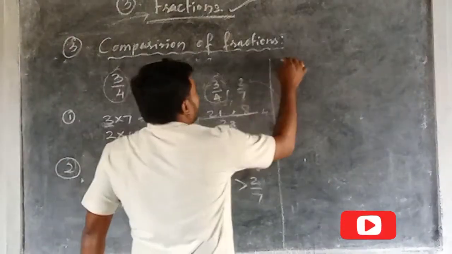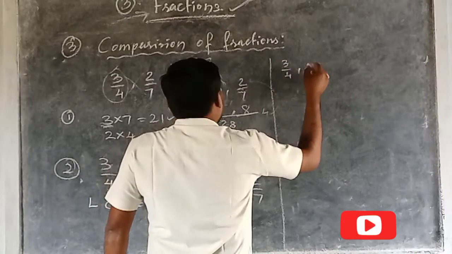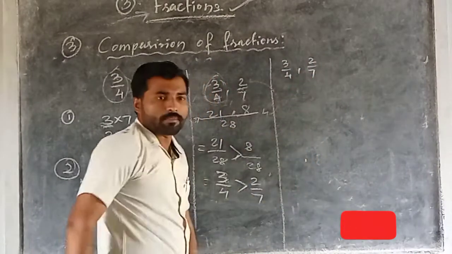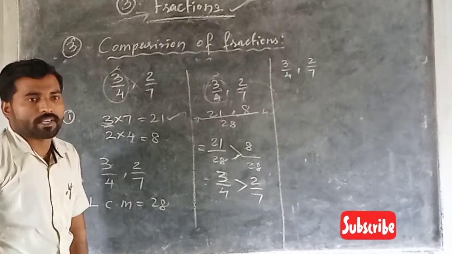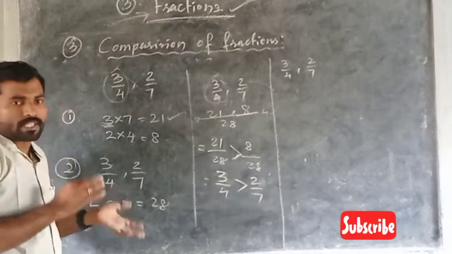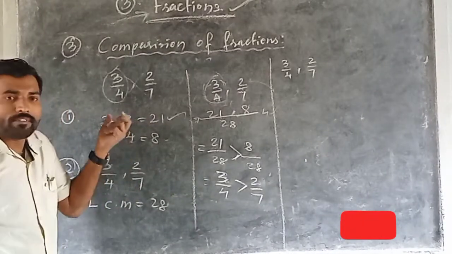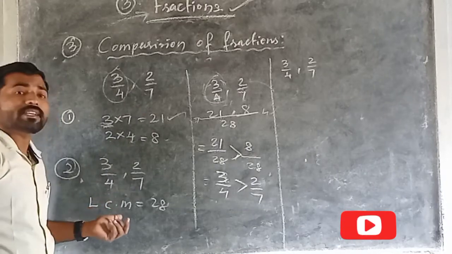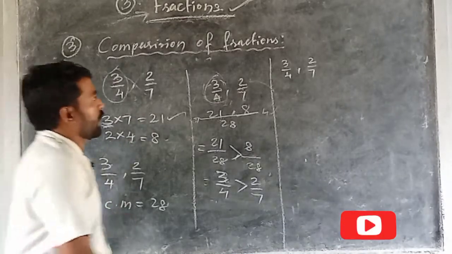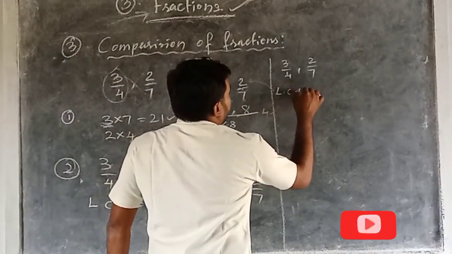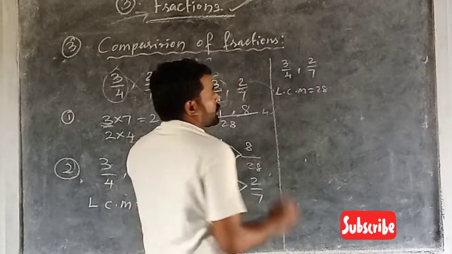3 by 4, comma 2 by 7. You can find the LCM. This is also the LCM method only. What is our LCM? 28. Yes, the LCM is 28.